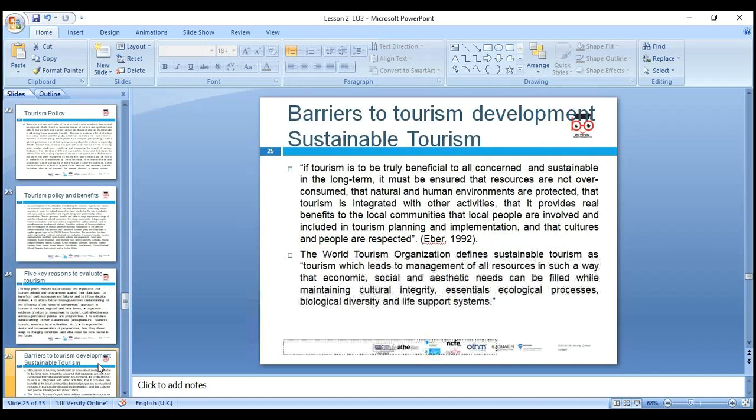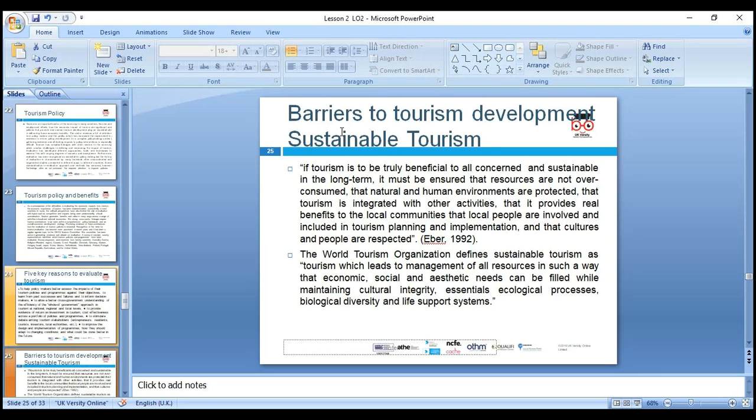Okay, then we can look at the barriers. What are the barriers? Those we try to identify, and we try to remove or address them. If tourism is to be truly beneficial to all concerned and sustainable in the long run, we must ensure the resources are not overconsumed, and the natural and human environment are protected.